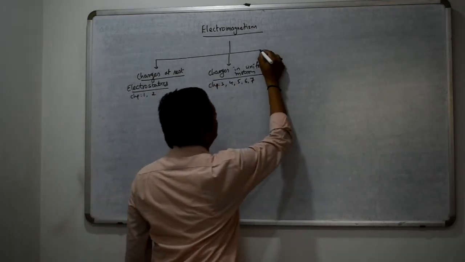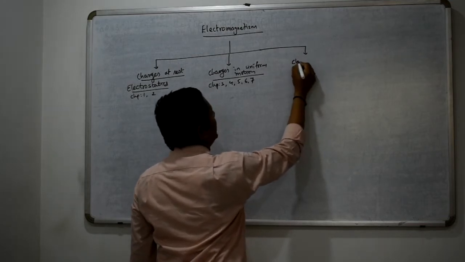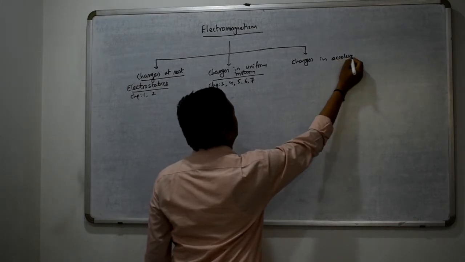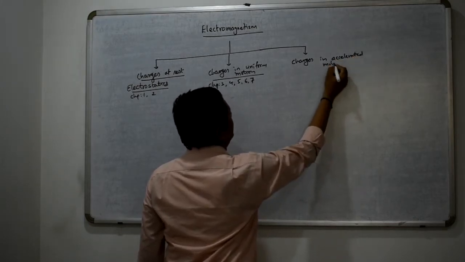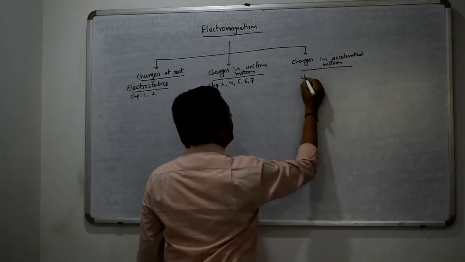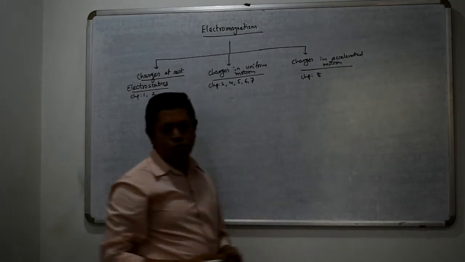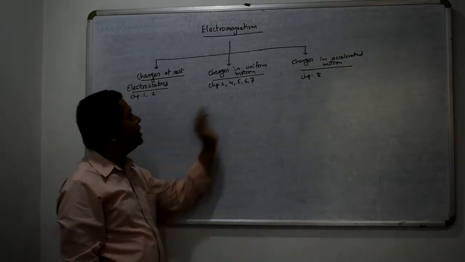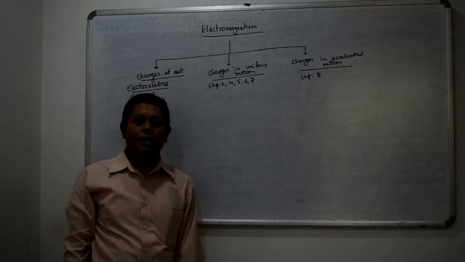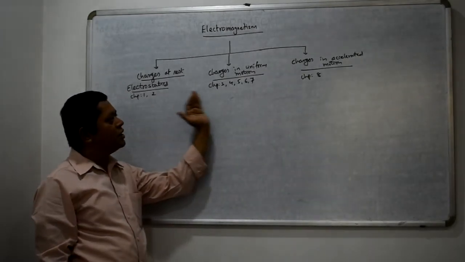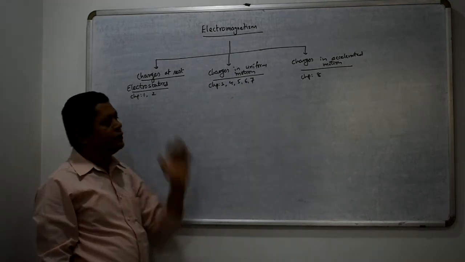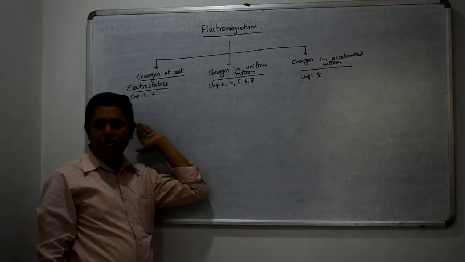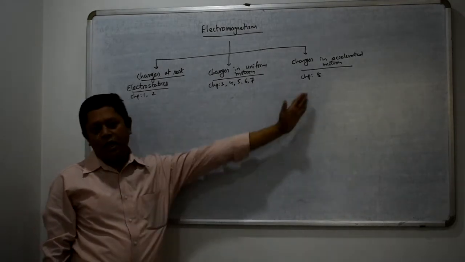And one more is charges in accelerated motion. In this you are going to study chapter 8, that is electromagnetic waves. It means part 1 is fully based on electric charges. It is the study of electric charges, and all the chapters are interrelated. There is a sequence, and that's why you have to do this preparation also in sequence: chapter 1, then chapter 2, up to chapter 8.